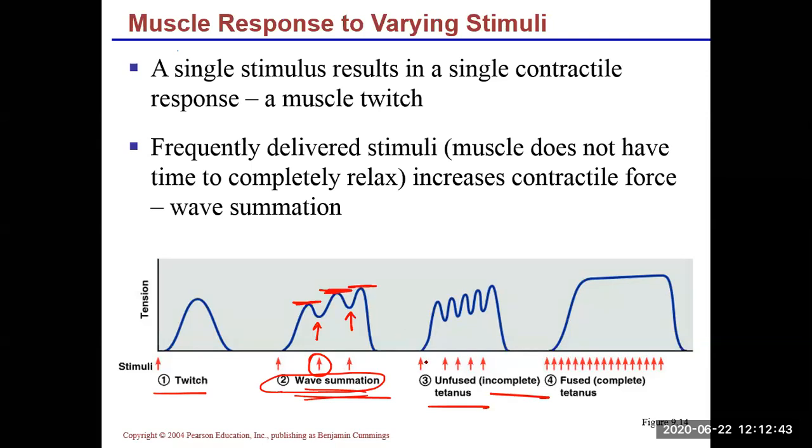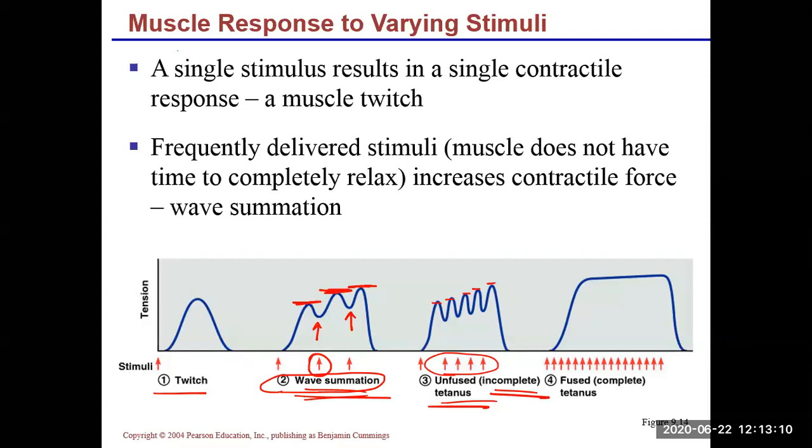Now, if you zap the muscle at a closer interval, you're going to get the same thing. The only difference is you notice they are closer to one another, so you're still getting more and more. The zapping timing is at a higher frequency. So this is called incomplete tetanus or unfused tetanus.